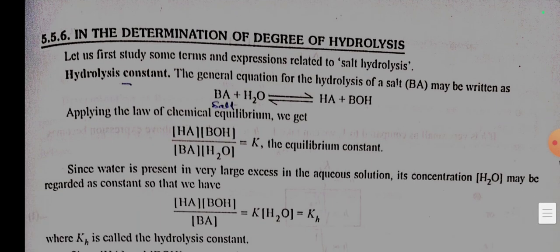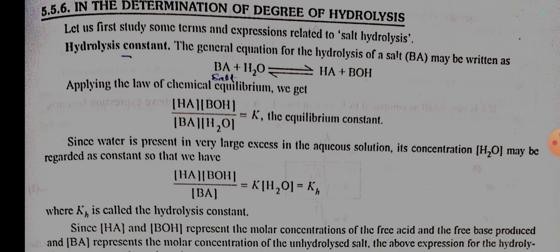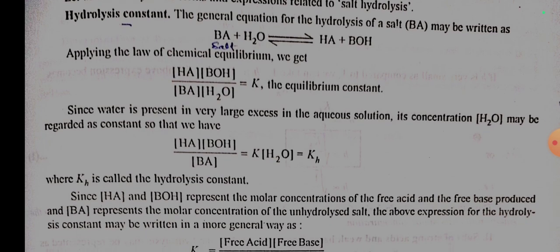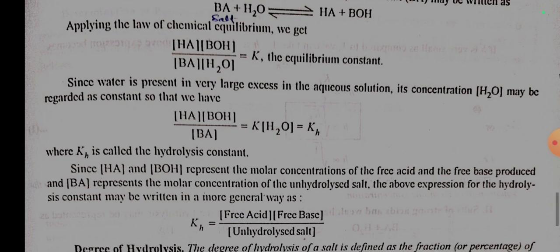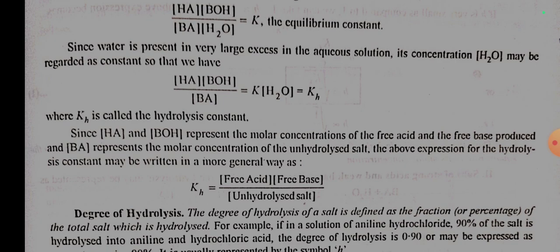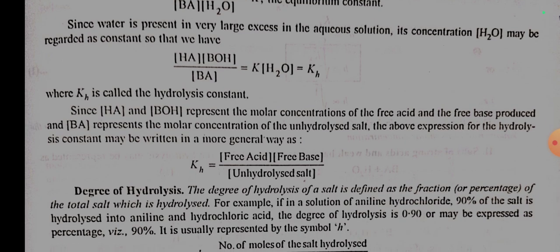In the determination of degree of hydrolysis, let us first study some terms and expressions related to salt hydrolysis. Hydrolysis constant. The general equation of the hydrolysis of a salt BA may be written as BA plus H2O gives HA plus BOH. Applying the law of chemical equilibrium, we get HA into BOH upon BA into H2O is equal to K, the equilibrium constant. Since water is present in very large excess in the aqueous solution, its concentration H2O may be regarded as constant, so that we have HA into BOH upon BA is equal to K into H2O is equal to Kh, where Kh is the hydrolysis constant.